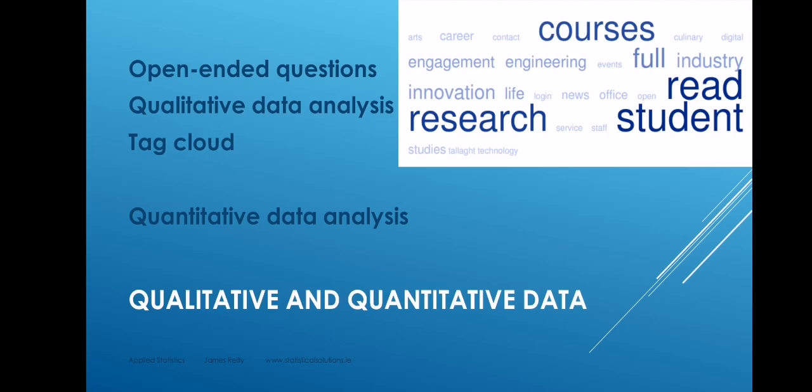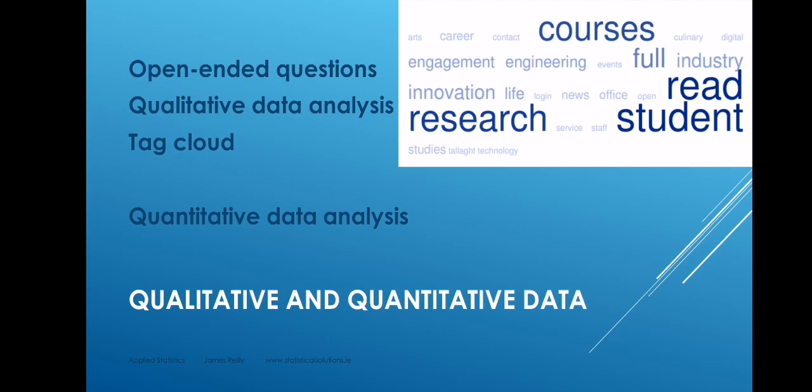Qualitative data analysis can be used to investigate the kind of information that arises from these verbal or written answers. One way to do that simply is with a tag cloud. This is a diagram which shows the words that occur most frequently in the piece of text with a larger font used for the words that occur most frequently. A tag cloud of the website of a university would show words like courses and research and student in large font, showing that these are words that occur very often on the website.